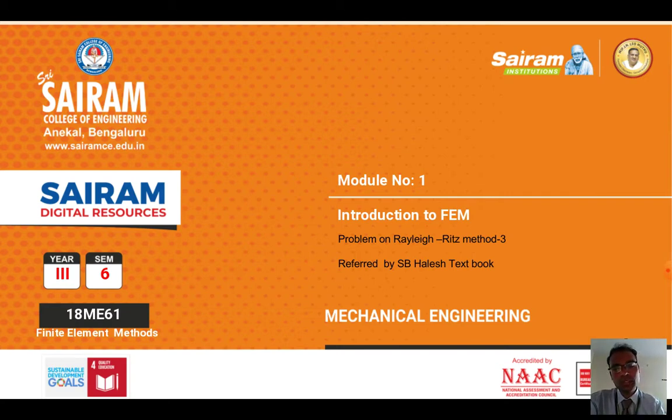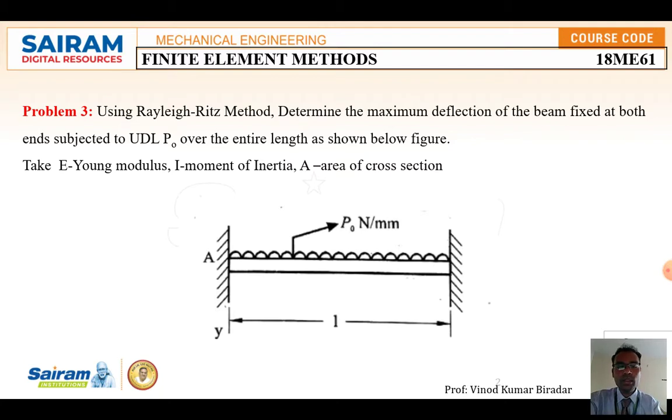The main purpose of using the Rayleigh method is that it is an analytical method to find the deflection at different points in a given beam. In today's class, I am going to tell you about the third type of problem: a bar with a uniform distributed load, that is UDL, acting on that particular bar. Look at how the question is given.